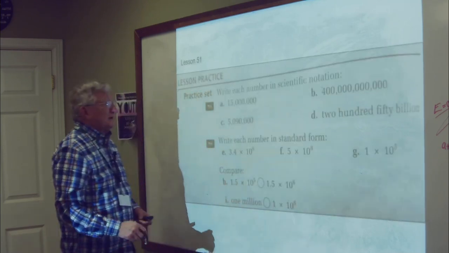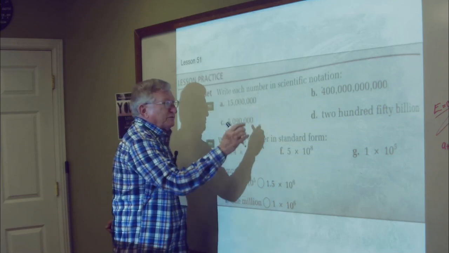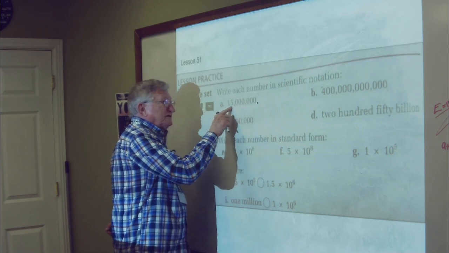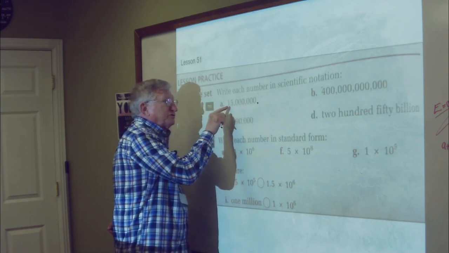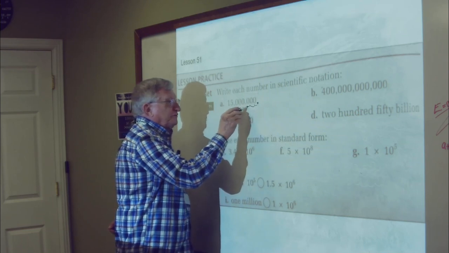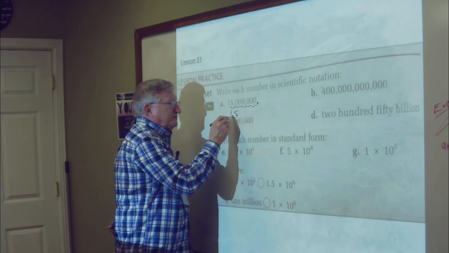So if you have a number like 15 million, you're going to have to move the decimal. It's understood to be right here. You see that? You're going to have to move it 7 places to get it over here so that there's only one digit to the left of the decimal. 1, 2, 3, 4, 5, 6, 7. So that's 1.5. You see, you moved it.